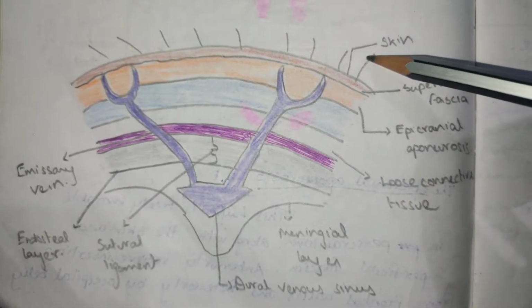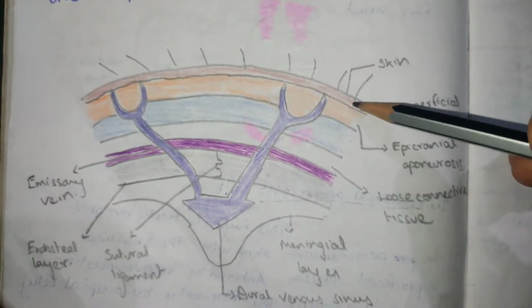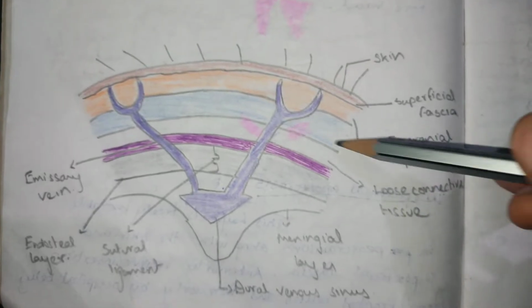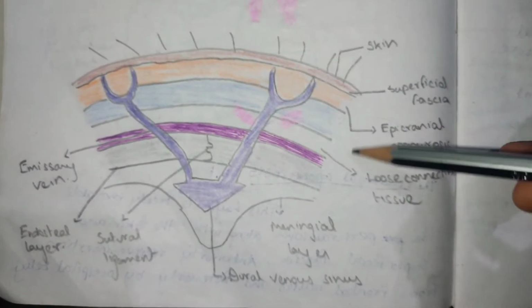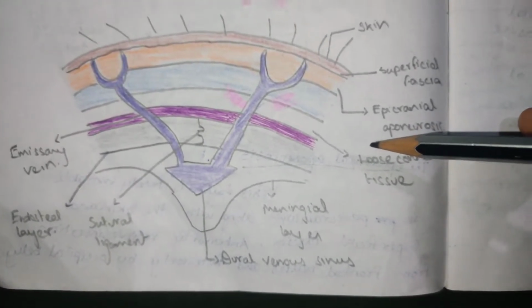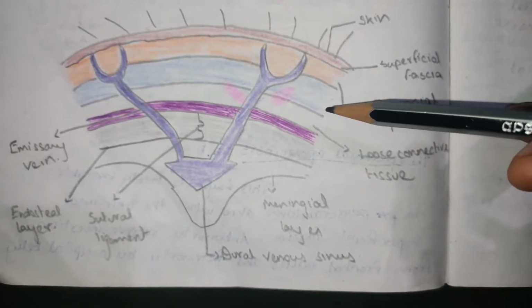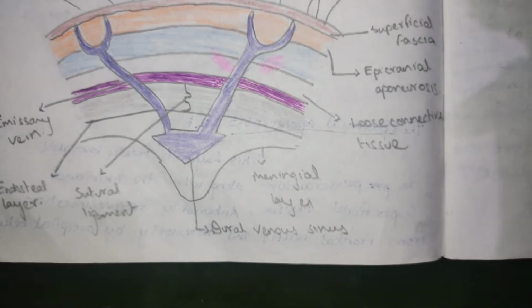First layer is the skin, which contains the hair as well as sebaceous glands. Below it are the superficial fascia and the epicranial aponeurosis, which are freely movable along with the skin. And this is the loose connective tissue layer, which has the emissary veins, which connect the intracranial veins and the extracranial veins to each other.